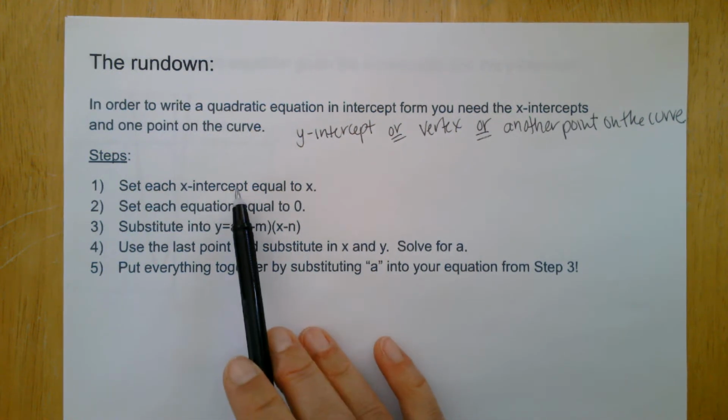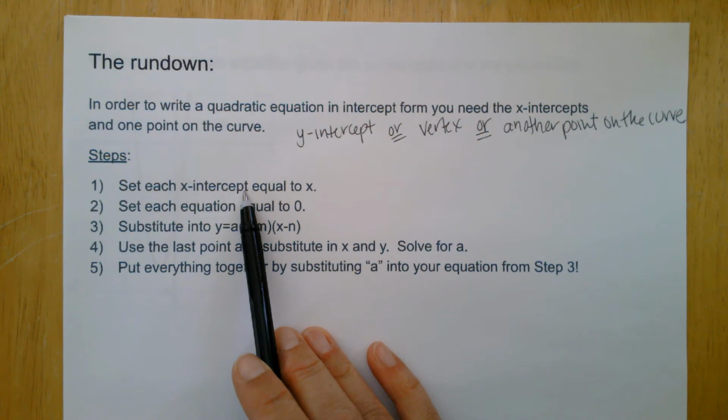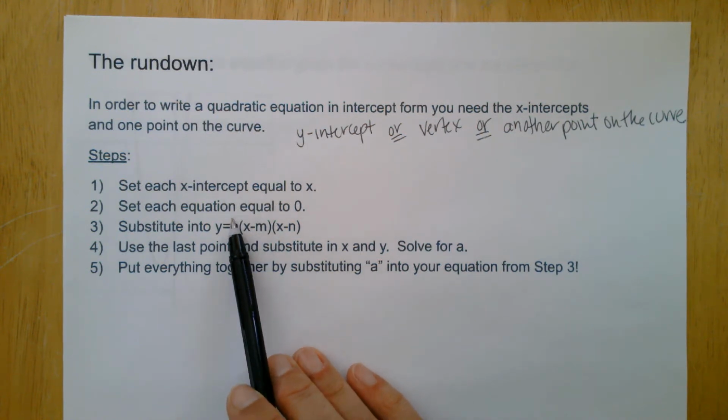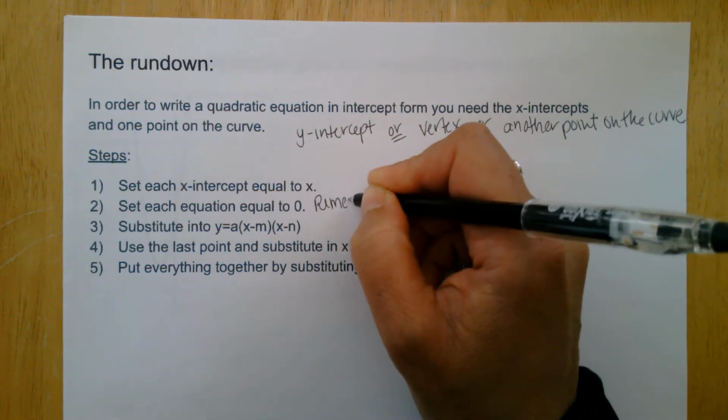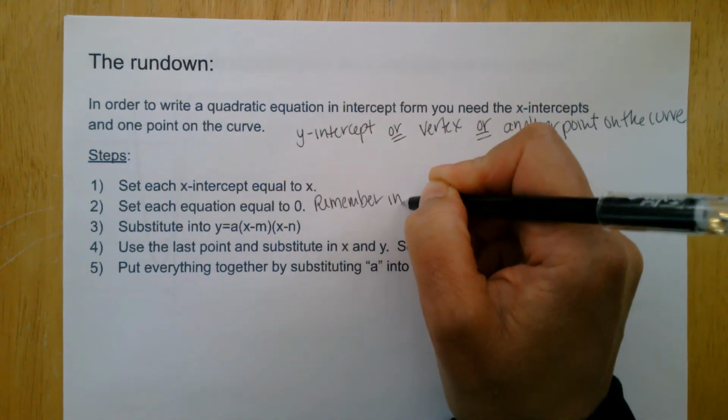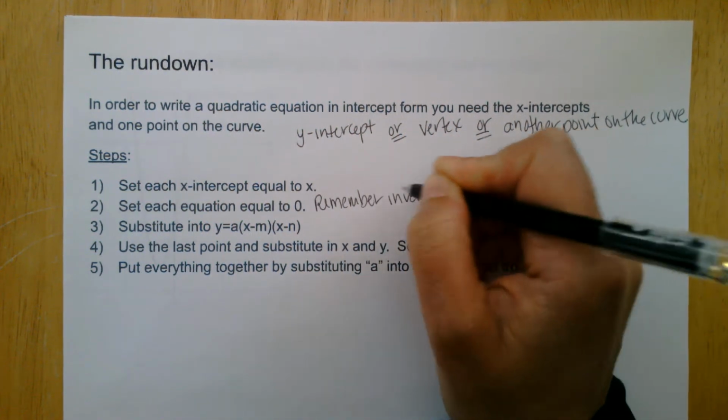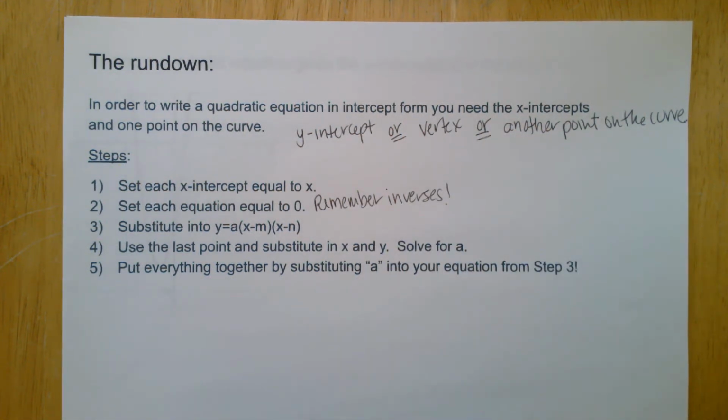So our steps, first we set each x-intercept equal to 0. Then we set each equation equal to 0, remembering inverses. Then we substitute into y equals a times the quantity x minus m times the quantity x minus n.